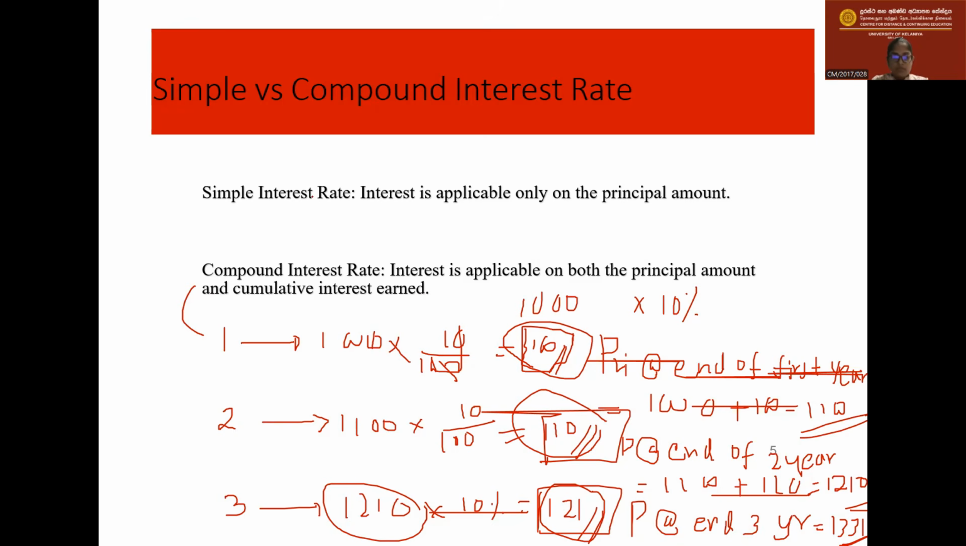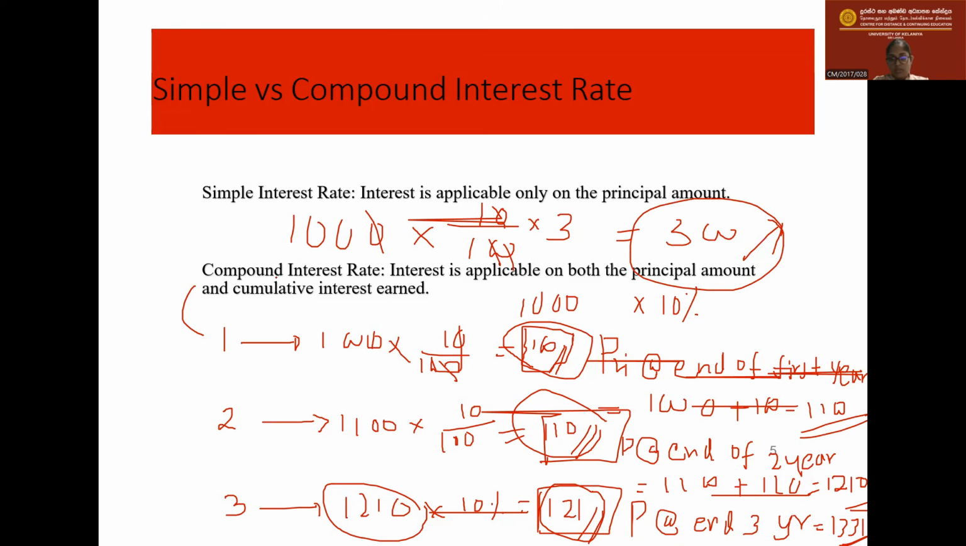So here, when it comes to the same amount at simple interest, what would be the simple interest for 3 years? Here, 1,000, 10%, 3 years. There is no cumulative. What would be the relevant amount? 300. Right, but when it comes to the second and third consecutive year in compound interest, you can see it's higher, right? It's actually, yes, 331 rupees. It's the interest, right?